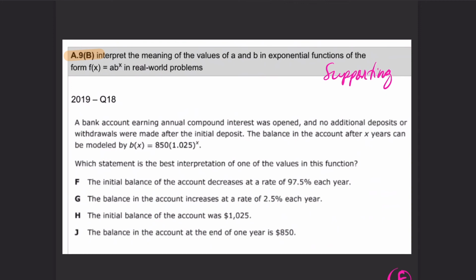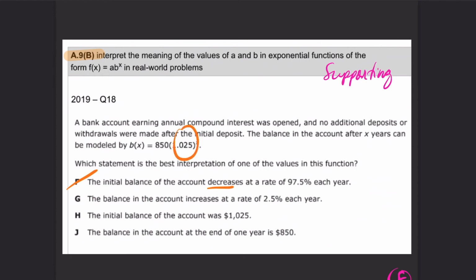So let's look at the b. Notice that the b is 1.025, which means it is growth. So the amount of money is growing. Therefore, that's why F is not correct, because it's not decreasing. G: The balance in the account increases at a rate of 2.5%.